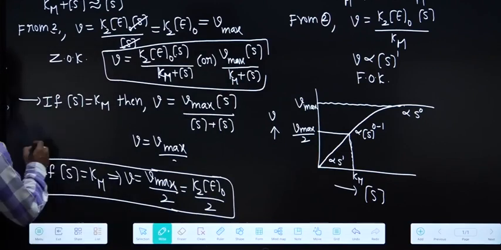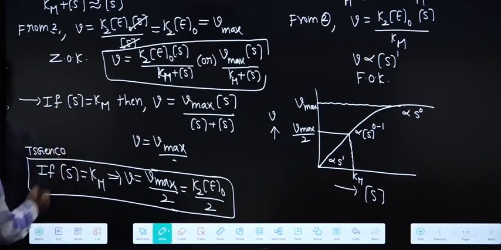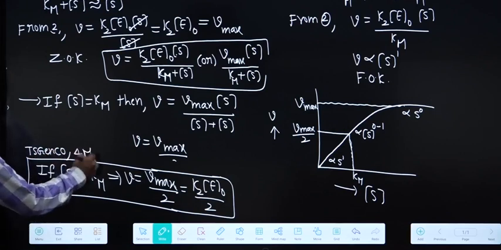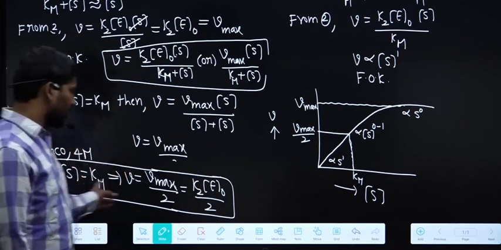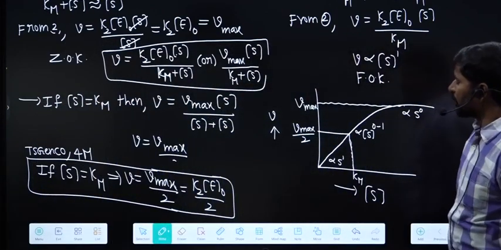This question was given last time in TSGENCO only. In CSR also a 4 marks question was given based on this concept. Based on this concept, one 4 marks question was given. In TSGENCO a direct question was given.